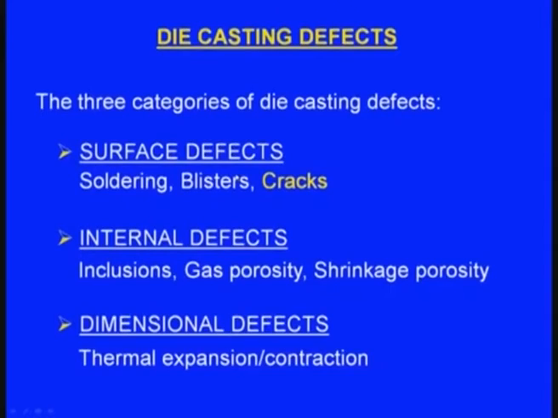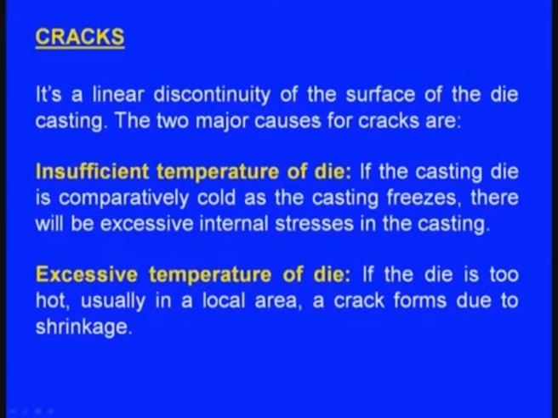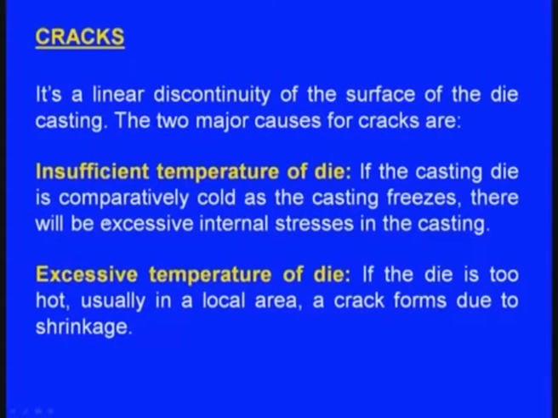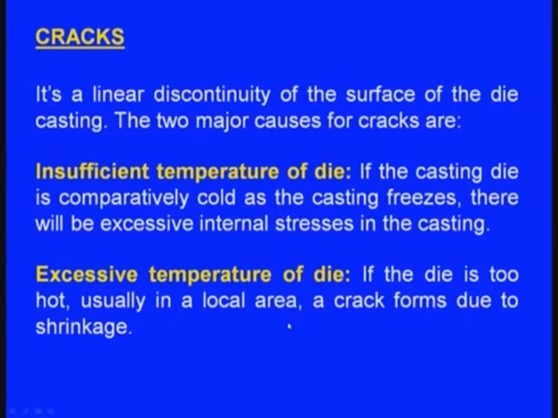Next defect is the crack. It is a linear discontinuity of the surface of the die casting. The two major causes for cracks are, one is the insufficient temperature of die. If the casting die is comparatively cold as the casting freezes, there will be excessive internal stresses in the casting. So, this leads to a crack. There is another reason, excessive temperature of the die. If the die is too hot, usually in a local area at a particular point, a crack forms due to shrinkage.